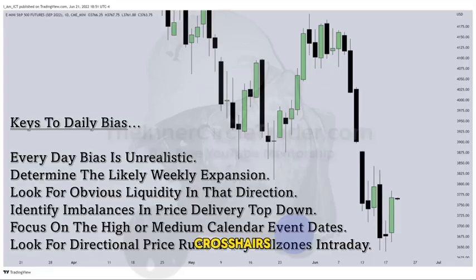Who's in the crosshairs? Have people been making money going long? Is there a low that they're going to try to run down and stop them out with? That will be enough for me to frame an expansion going lower. So I'm looking for obvious liquidity in that direction: below old lows, above old highs, or identifying imbalances in price delivery top down.